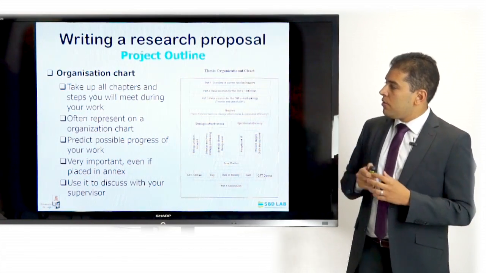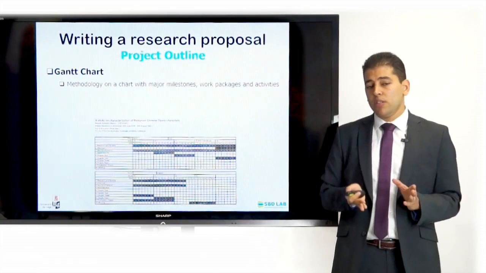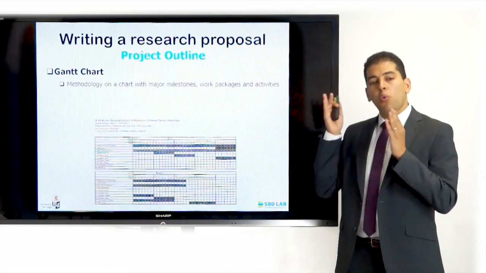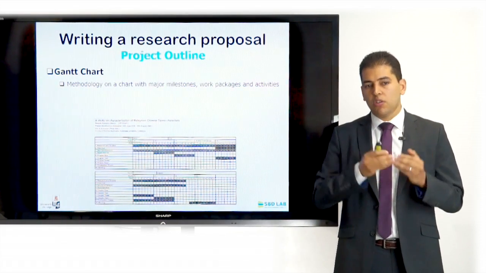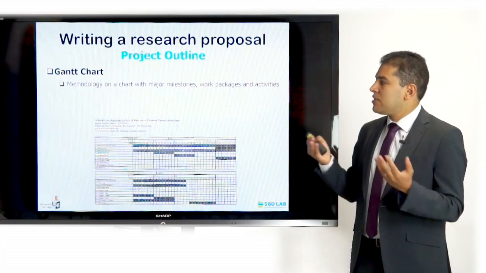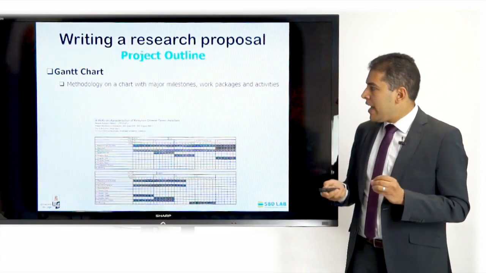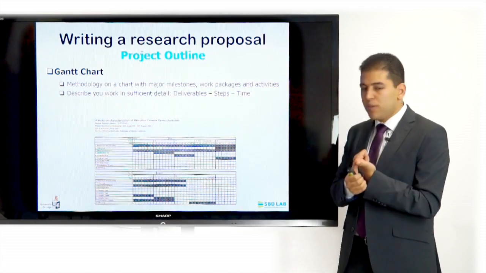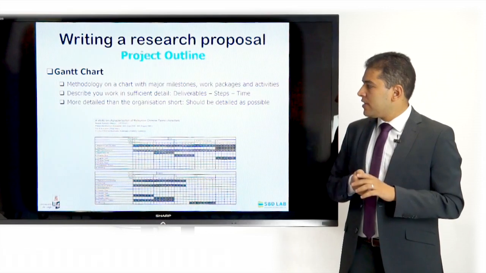Another important organizational chart related to professional work is the Gantt chart. Any master student graduating from Liège University, he or she must know what a Gantt chart is, because without that you are not going to be able to process tasks in the long term. A Gantt chart is a professional diagram. It is a methodology used to define milestones, work packages and activities. In this sense you describe your work in sufficient detail and you set up deliverables, steps, deadlines. Very important. More detailed than the organizational chart.